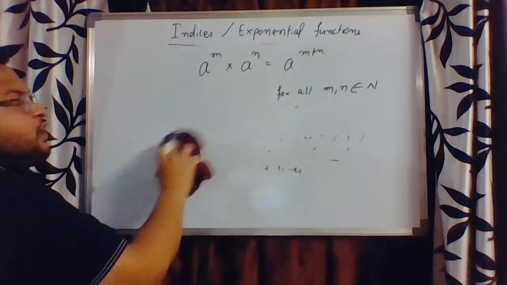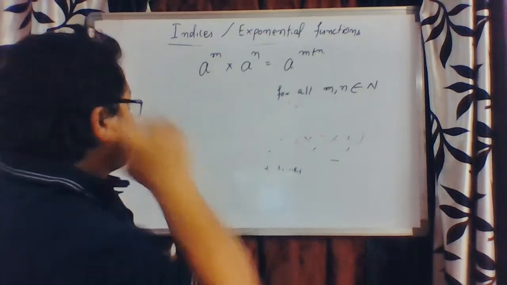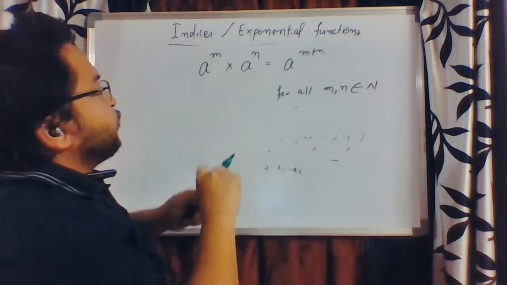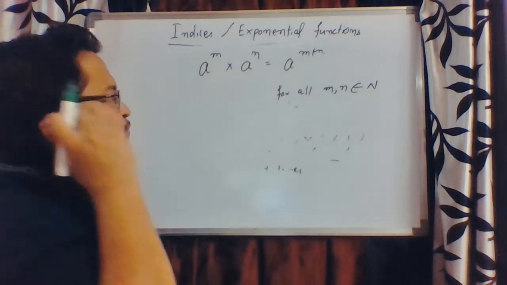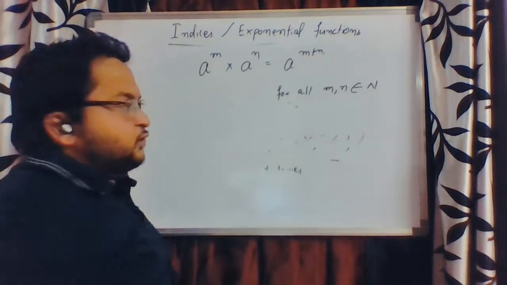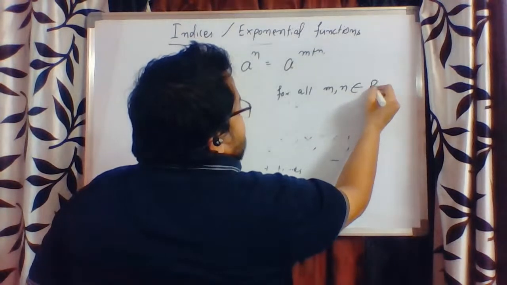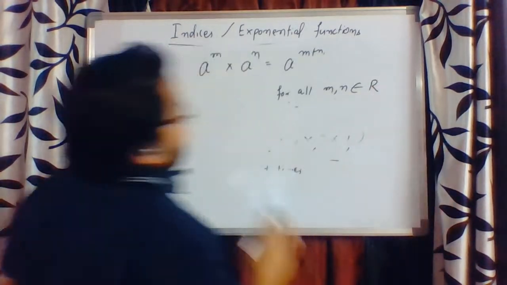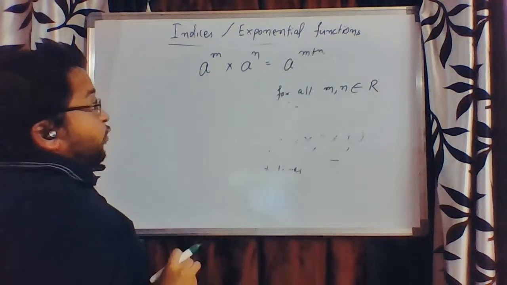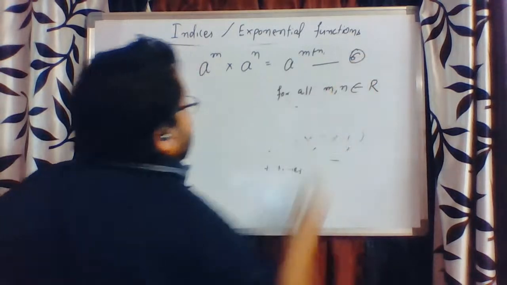So for all m and n belonging to your natural number set, which would mean that if the same base is raised to two different powers, we can add them. And rather, even if they're fractions, still we can do that. So we can say that for m and n belonging to your real number set, when they are raised to different powers, we can just add them. Now, we can say this is nothing but our sixth law, okay?